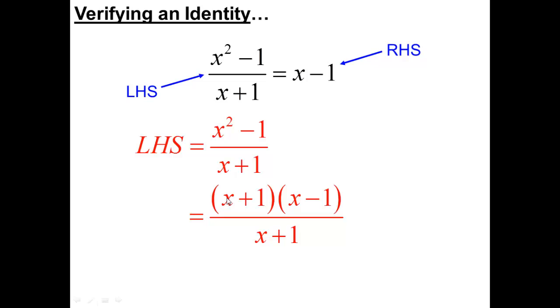Now you may notice that x plus 1 is on the top and the bottom, which means we can cancel it out. And when I cancel it out, we're left with x minus 1, which, coincidentally, is the right-hand side. As soon as I have manipulated the left-hand side to a point where it looks like the right-hand side, I write RHS and I'm done. I have verified that the left-hand side is equal to the right-hand side through these algebraic manipulations.